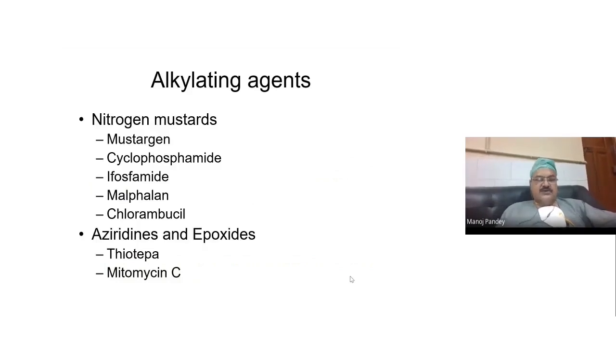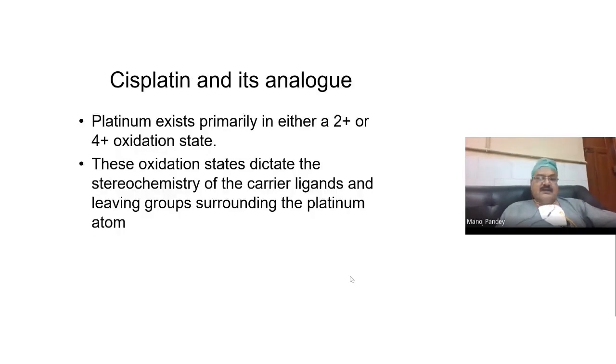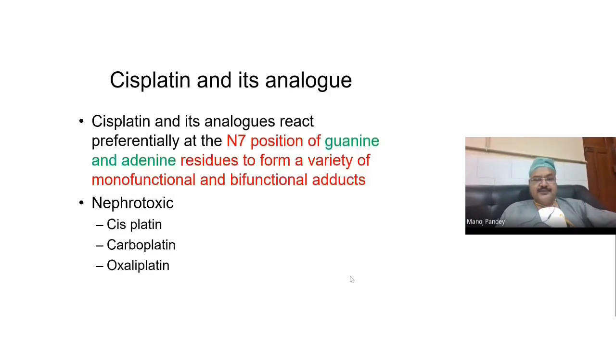These agents are nitrogen mustards, aziridines and epoxides, alkyl sulfonates like busulfan, nitrosoureas, hydrazine, and triazine derivatives. The second class is called cisplatin and its analogs. These are drugs which have platinum in 2 plus or 4 plus oxidation state, and it is the oxidation state which decides the stereochemistry of the lesions.